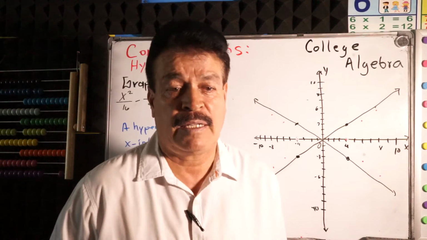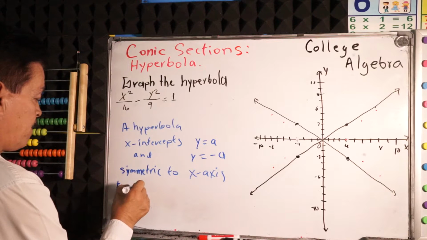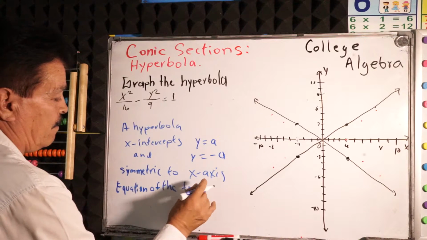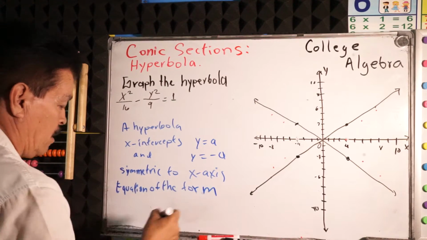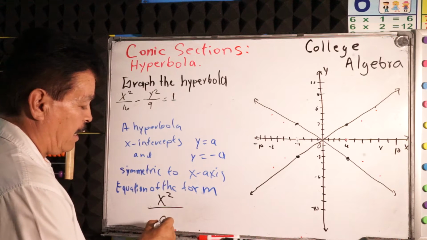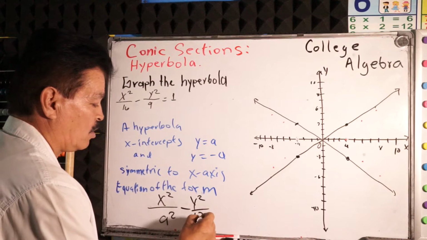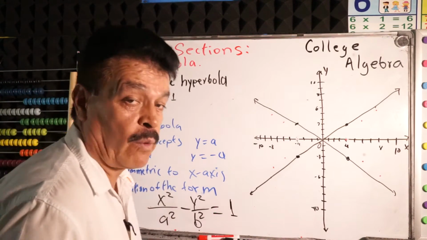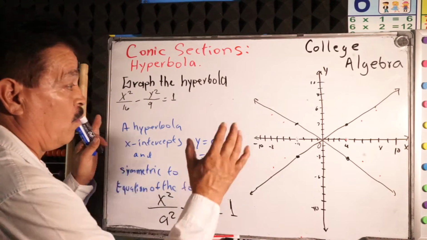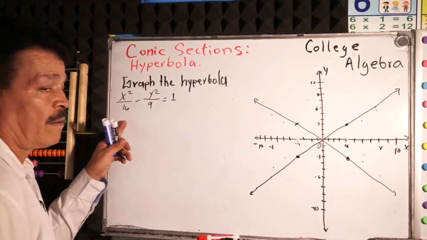This has an equation of the form x to the second power divided by a to the second power minus y to the second power divided by b to the second power equals 1. This is our equation of the hyperbola which we are going to work with in our problem. Here we have our problem right here.